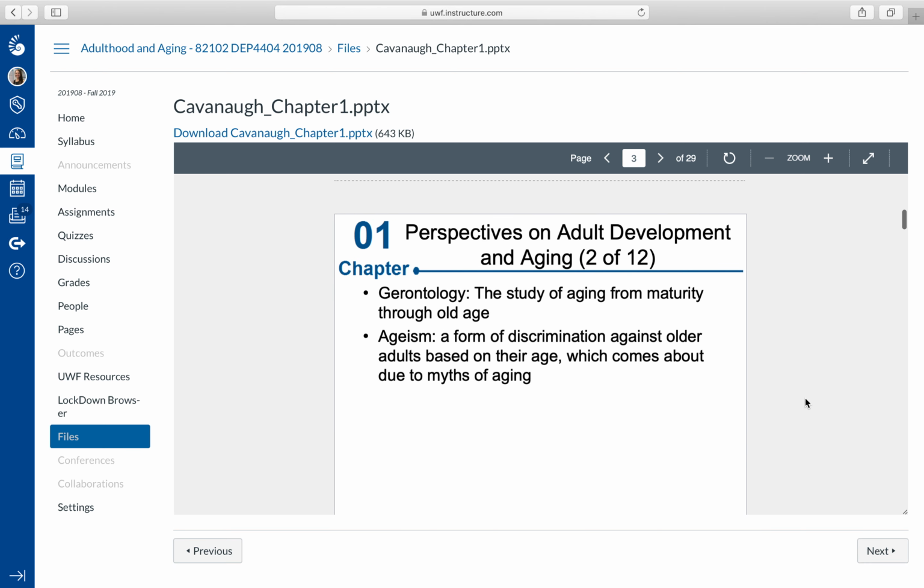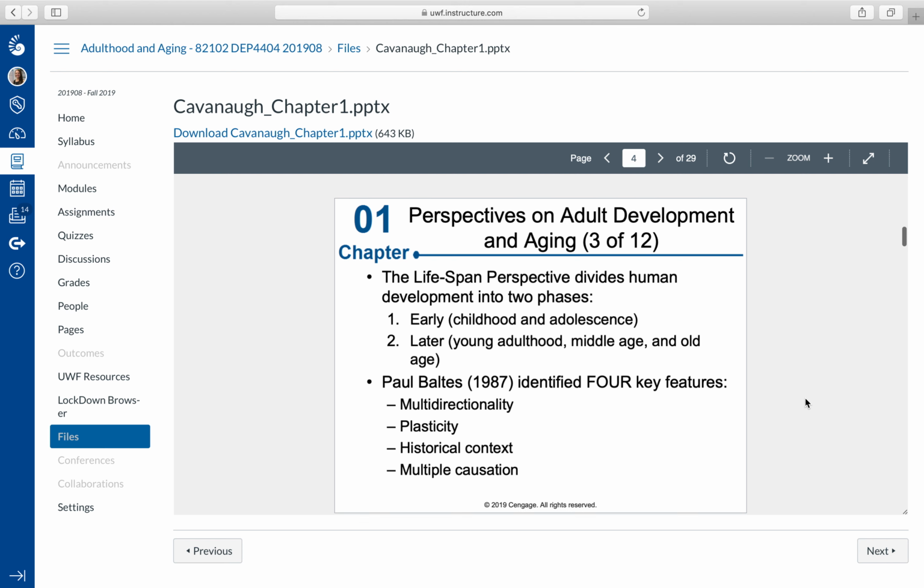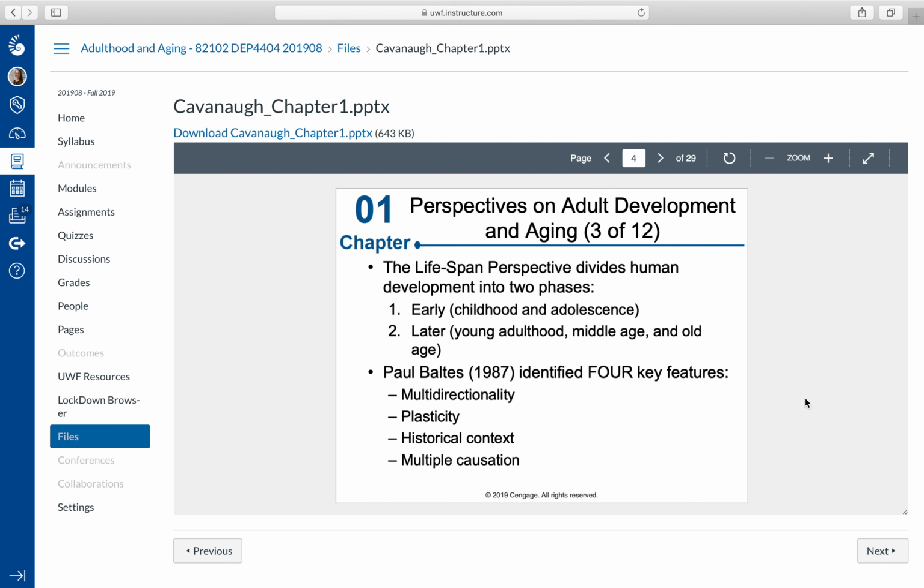All right, so we're actually going to skip a few slides. You can read the learning objectives, you can read these definitions on your own, and we're going to talk about the perspective that we're really going to use to create the framework for the rest of this course. And that is the lifespan perspective. Really simple, this perspective divides human development into two phases. So we have early childhood development, which some of you may have had the chance to take with Dr. Rainey or Dr. Day. And then we have the later years in life, young adulthood, middle age, old age, and that's really what we're going to be covering in this course, young adulthood and on.